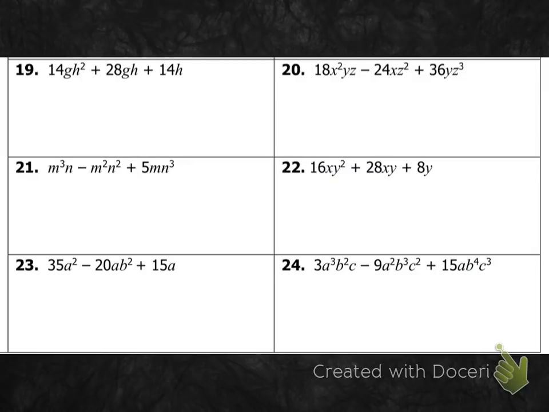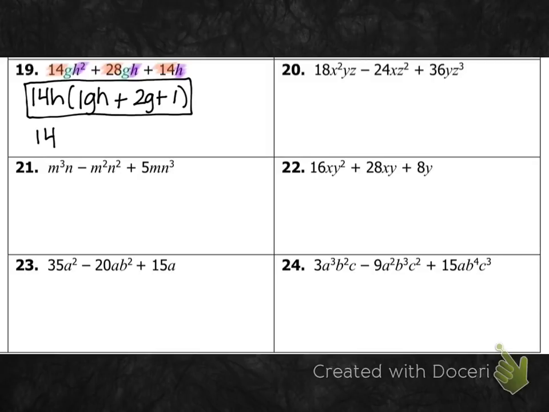Okay, last few. So number 19. Out of all of these numbers, we can take out a 14. Now we only have 2 g's. This one doesn't have a g, so we can't take out a g, but we can take out an h. And then what are we left with? If we divide 14 divided by 14, it's 1. We have a g left because we didn't take out a g. And then h squared divided by h, we have an h left. Plus 28 divided by 14 here is 2. And then a g. The h's cancel out again. 14h divided by 14h is just a 1.